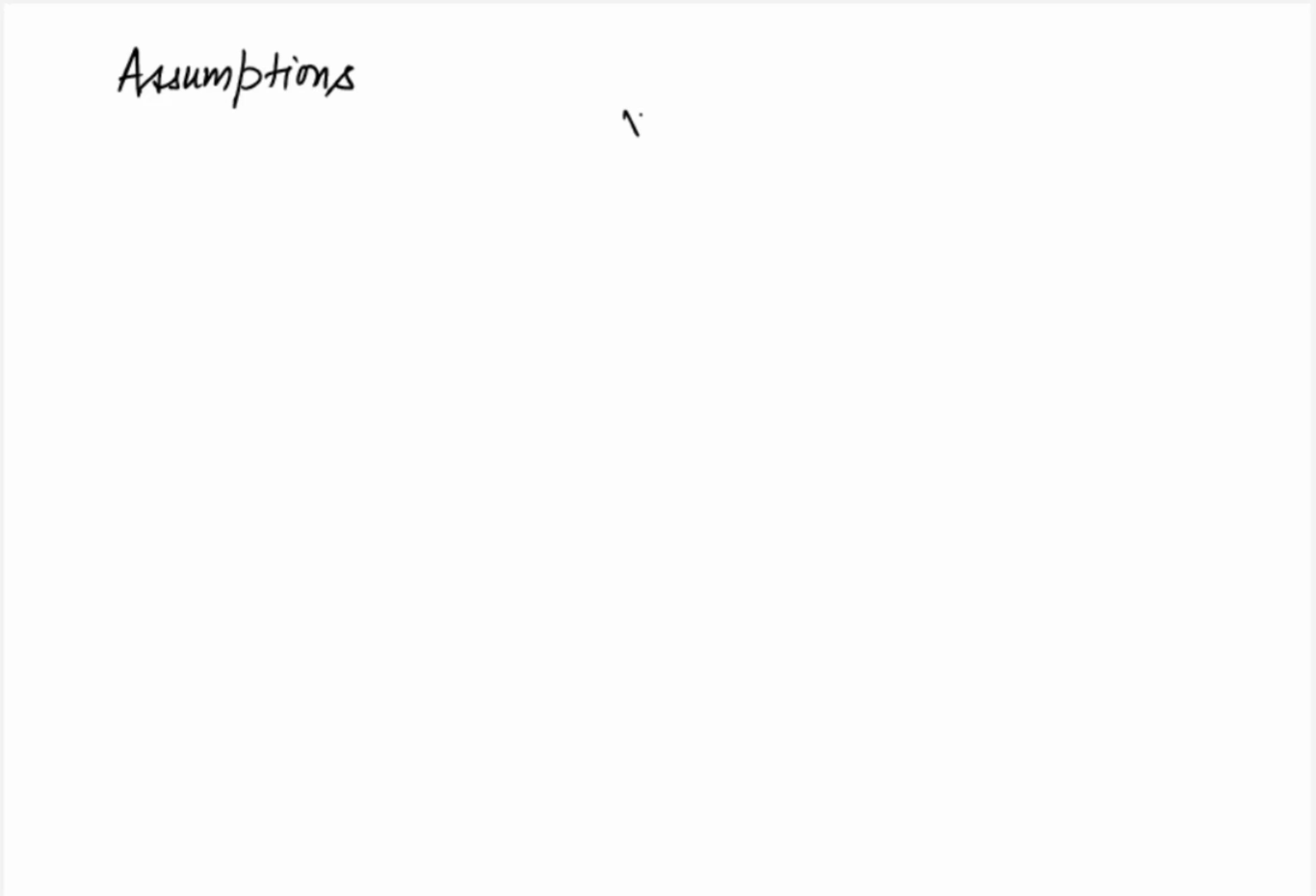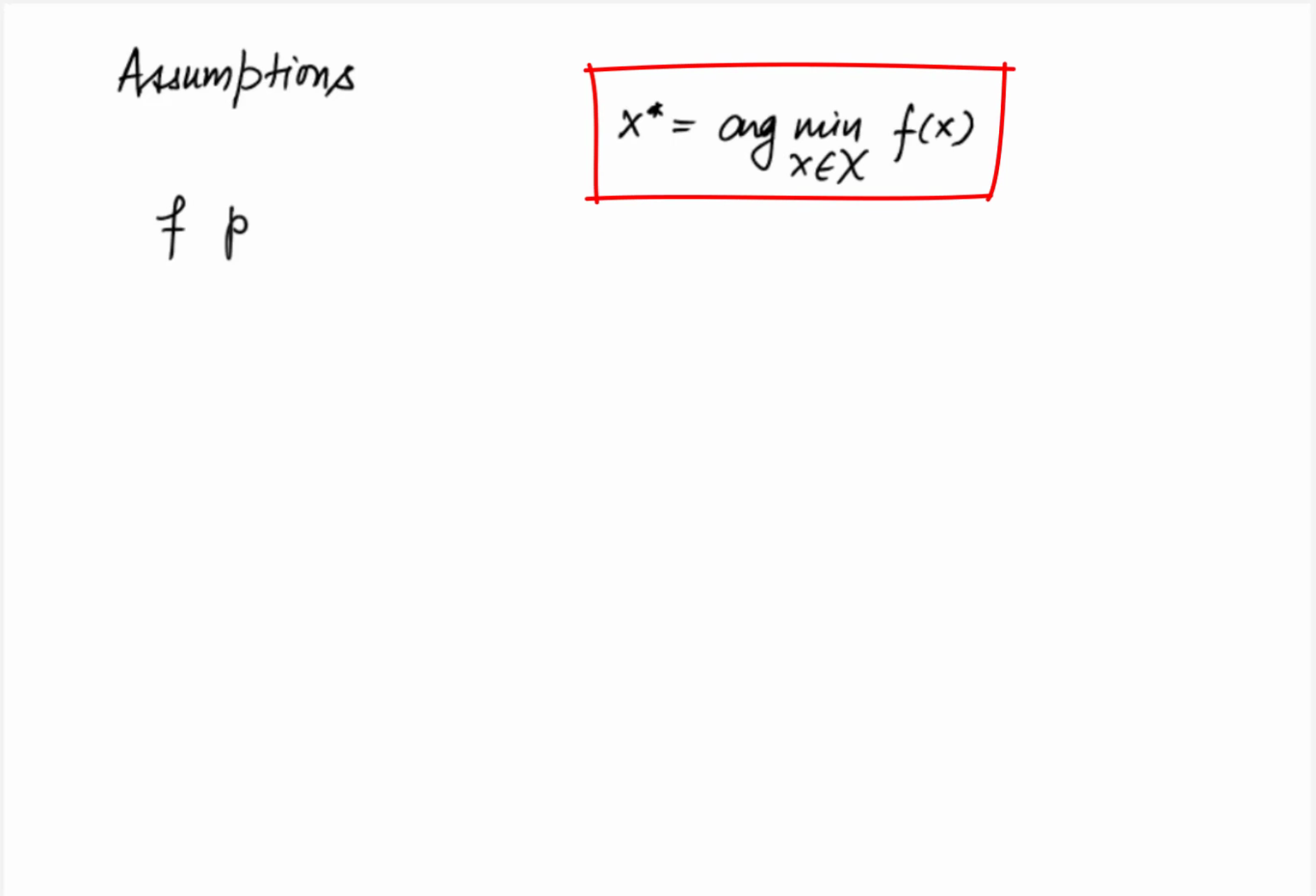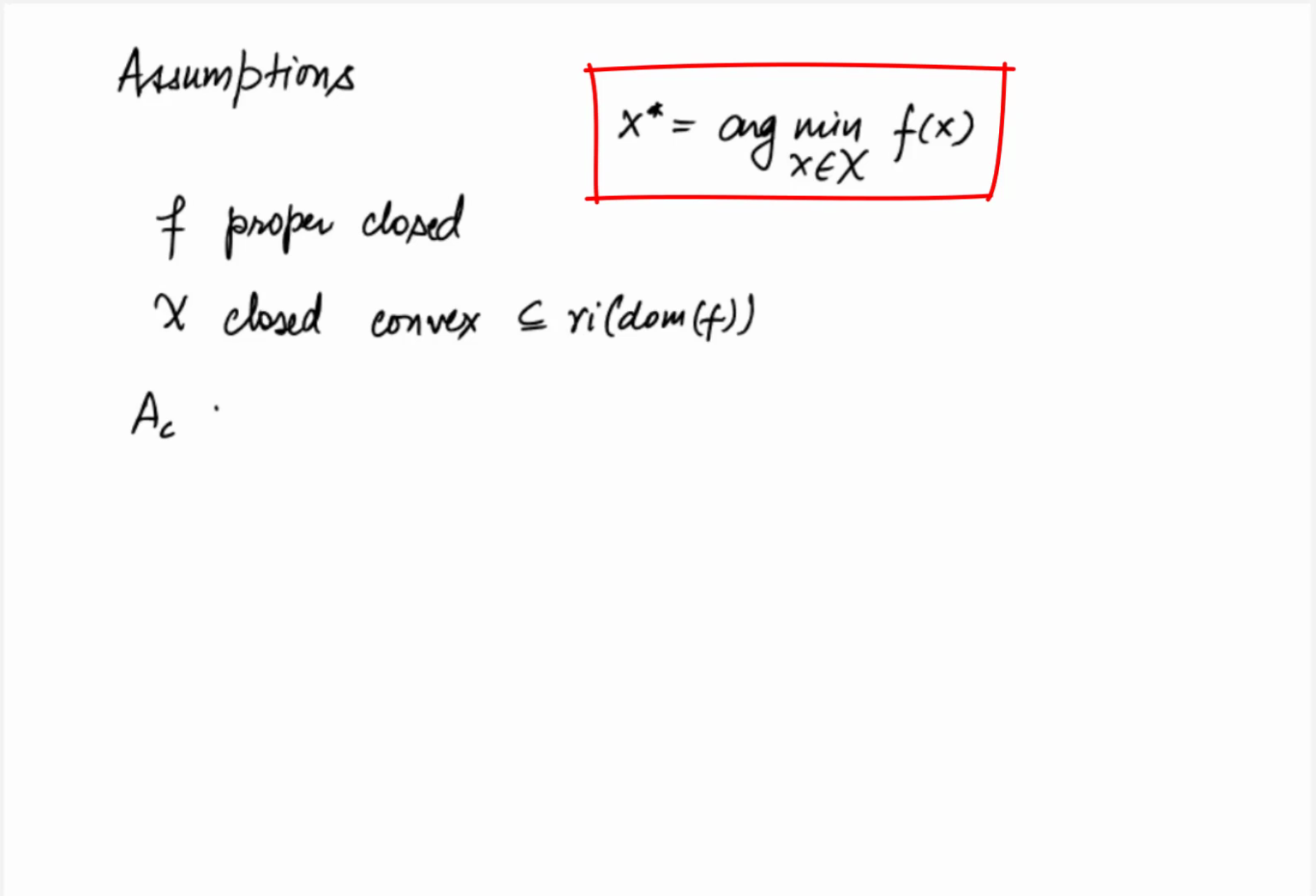Recall that we are considering the problem x star equal to argmin over x in calligraphic X, f of x, where f is proper closed and the set calligraphic X is closed convex such that it is in the relative interior of the domain of f. The two key assumptions are AC, which is f is convex, and AL, that f is Lipschitz continuous with parameter LF. Of these, we have so far never needed the Lipschitz continuity assumption, and that is the one that is new.